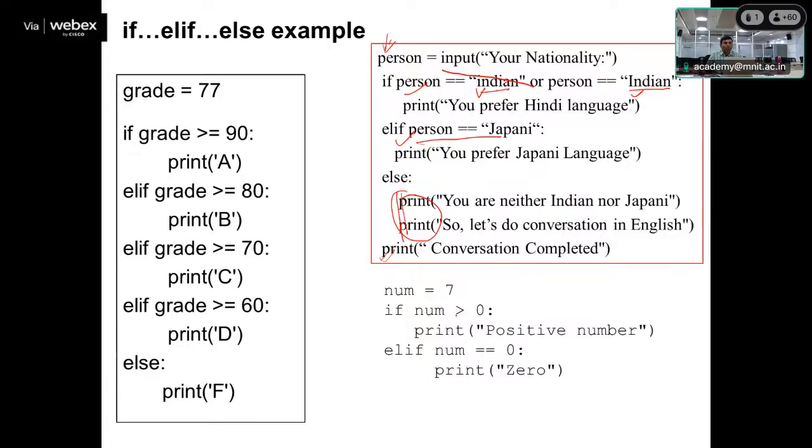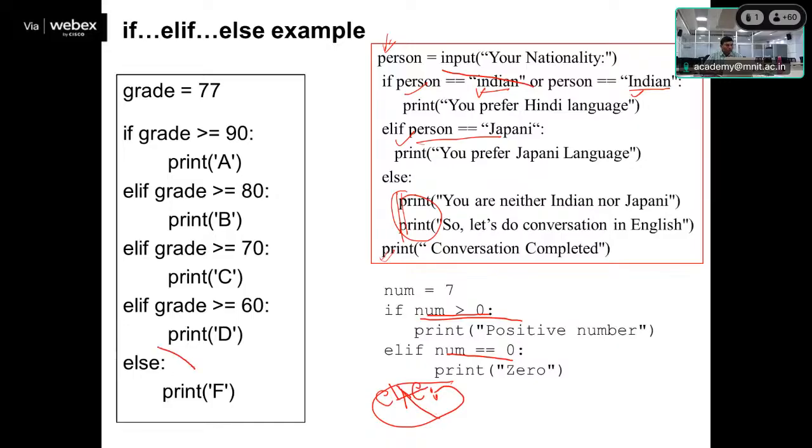number, and if num is equal to 0, print 0. Now you can see that here the else statement is not written. So this statement is optional. If you don't want any statement by default to perform if the above conditions are not true, either the if condition and elif conditions are not true, then we don't want any default statement to be executed, then this else clause can be skipped.